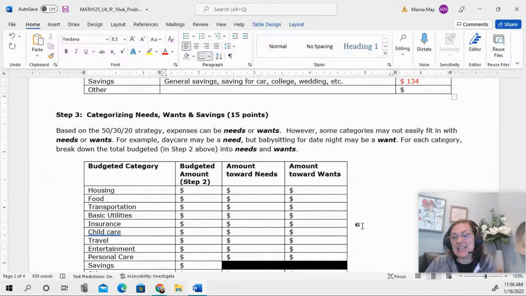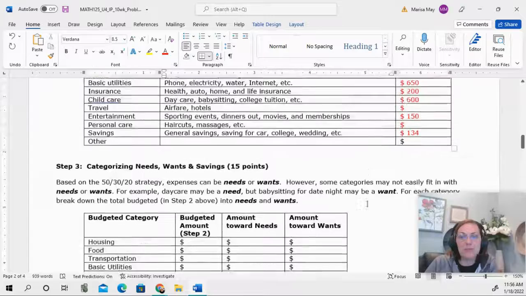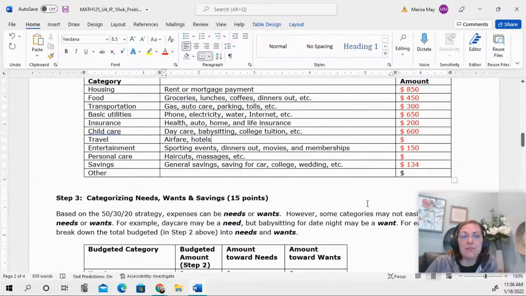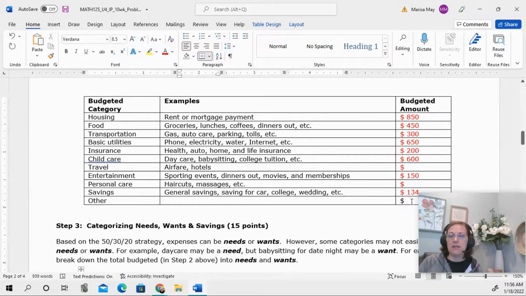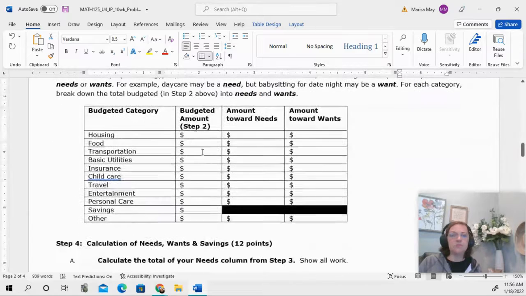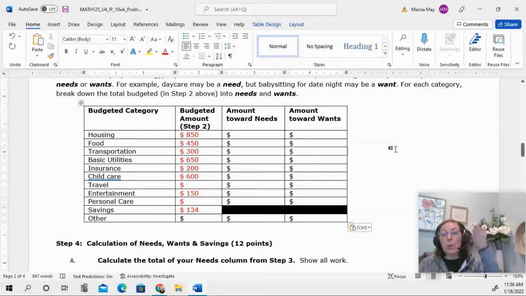One that's pretty easy is an entertainment category. That's mostly a want. But other ones like the daycare could be a little bit of both. So let's see if we can break those apart. Now, I had put 850 for rent or mortgage payment. That's my housing amount. So, by the way, let's go ahead and copy. You can see that I've gone ahead and copied the amounts that we had from the budgeted items above in part step 3. I went ahead and put them in our chart here as well.